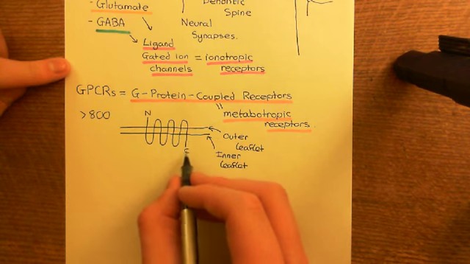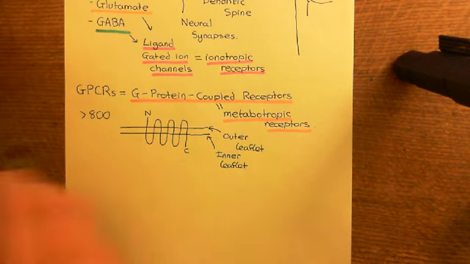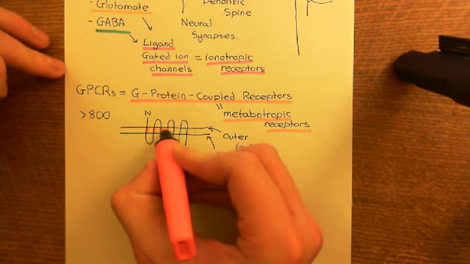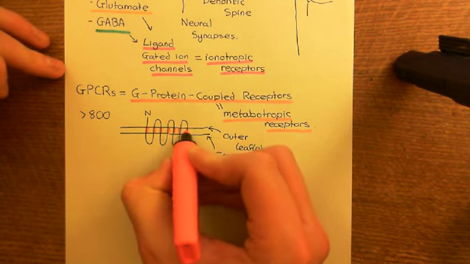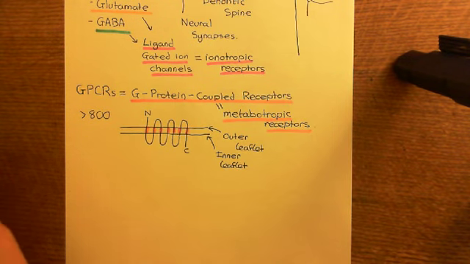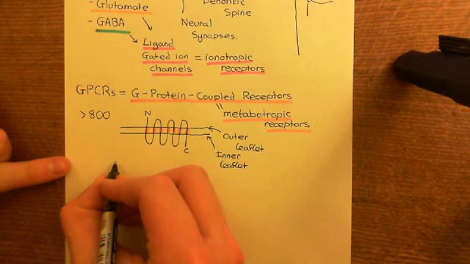So they have an amino terminus and a carboxylic acid terminus, and these 7 membrane-spanning alpha helices. That's the characteristic feature of G-protein coupled receptors. When their ligand binds to them, it activates signaling cascades within the cell.